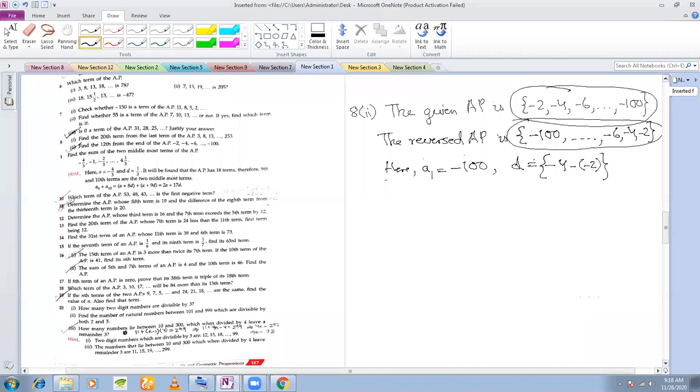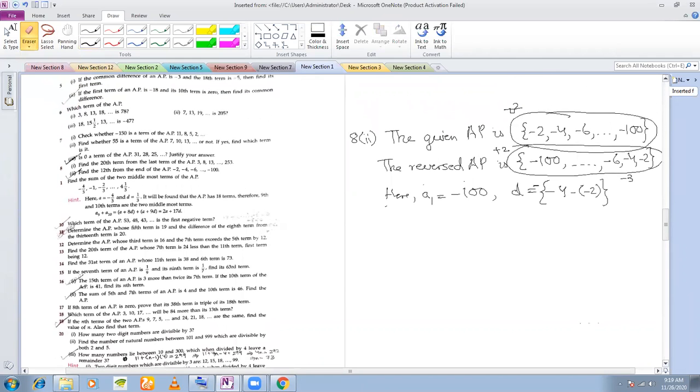You have to give a negative sign. If the common difference of the original AP is -2, the reversed AP always has to be +2. That's the reverse sign. If the common difference of an AP was +3, then if you reverse the terms, the common difference will be -3. Please bear that in mind. We know the original to be -2, so the common difference of the AP with terms reversed will be just the negative of the common difference of the original AP.